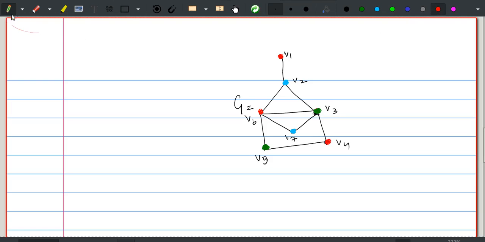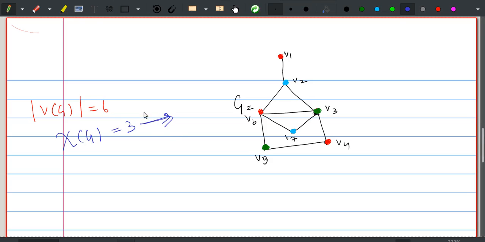Now if we look at this vertex set V, the size of V of G is 6, and the chromatic number for G is here. We have chosen 1, 2, 3 colors. So the chromatic number for G is 3 because we have chosen these 3 colors, red, cyan and green. So chi of G is 3.